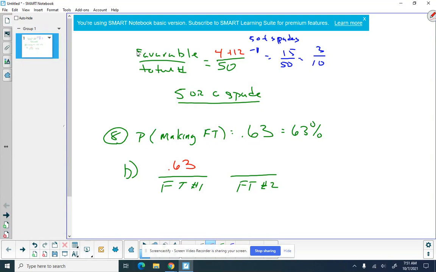The ability of doing the first event does not affect the ability of the second event. Independent. These two events are independent, because if I make the first one, it doesn't mean I'm going to make or miss the second one. It's not going to affect your probability of the second event. So these two are independent events. So the probability of making the second free throw is 0.63.